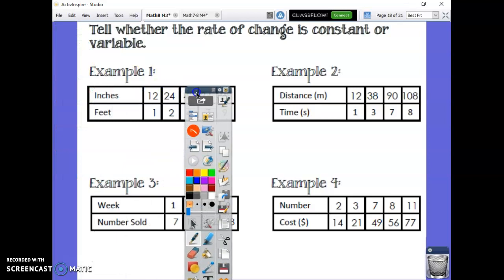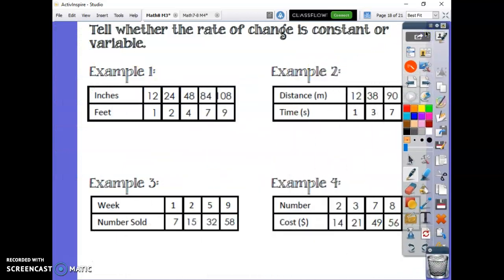Over here, it says tell whether the rate of change is constant or variable. So all you're going to do for these problems, remember, your tables, whenever they're set up like this, your top row is your x values and the bottom row is your y values. You're going to take your y values and divide them by your x values. And if all of the ratios match, you are good to go, and it is a constant relationship. If they do not match for every single one of them, then it is a variable rate of change or relationship.